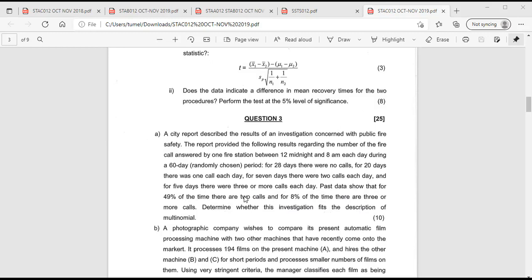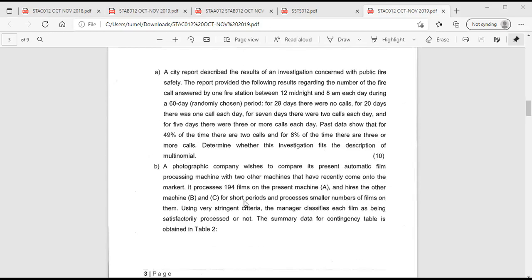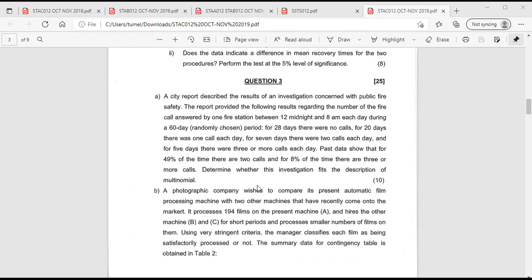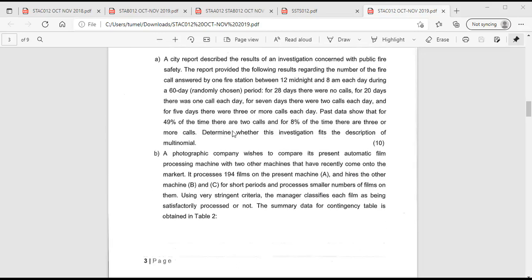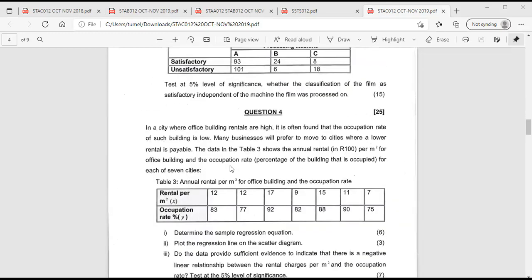No, let me not give this one to you. I will give it to STAC 012 students. I don't want this because it will confuse you. So here they are supposed to determine whether the investigation fits the prescription of multinomial. So I think they know how. So for you, you don't have to go this far. All you need to do is to calculate, to test for hypothesis.